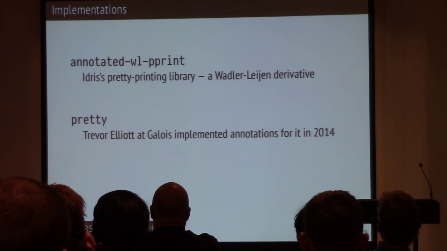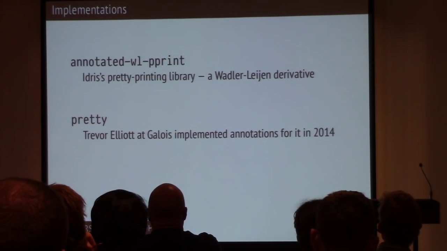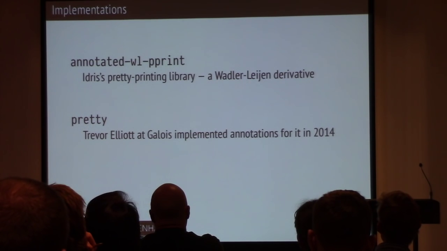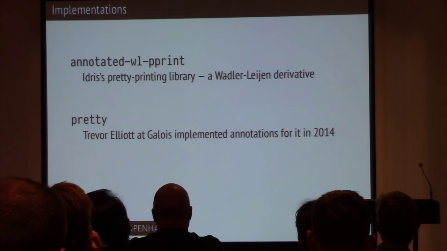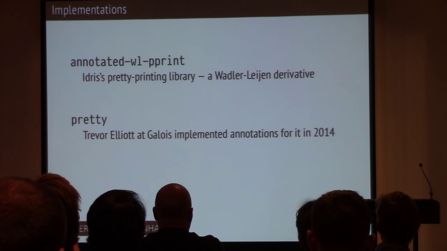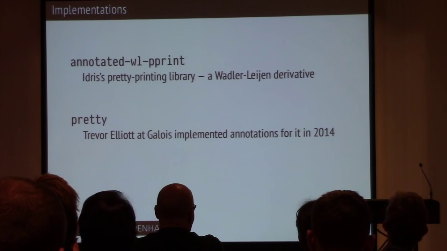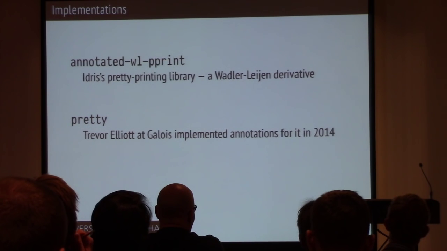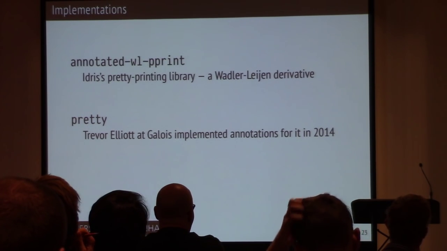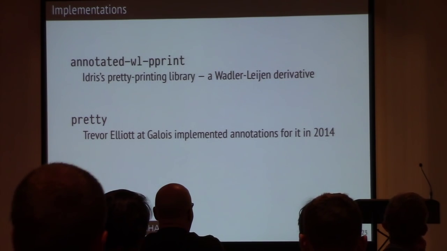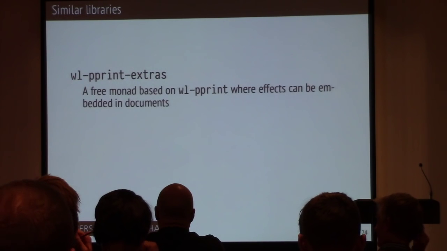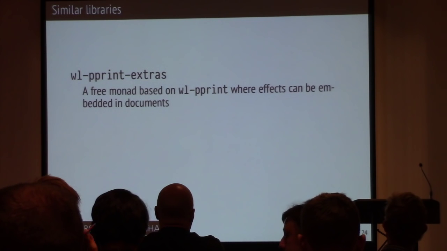There's two implementations already that I know of if you want to get going with this. There's annotated WL-PPrint, which is the one I hacked together on the train commuting between Copenhagen and Gothenburg for a while. And this is the one used in Idris. It's a Wadler-Leijen style. And then the Pretty library. So I did an internship with Galois last year, and Trevor Elliott thought this was a cool idea, so he wanted to put this on Pretty. So if you're using Pretty, you already have annotations available. Just change your imports. And this one has an API much more like the one we have from GHC, which would be kind of nice. And then there's also Edward Kmett's WL-PPrint extras.